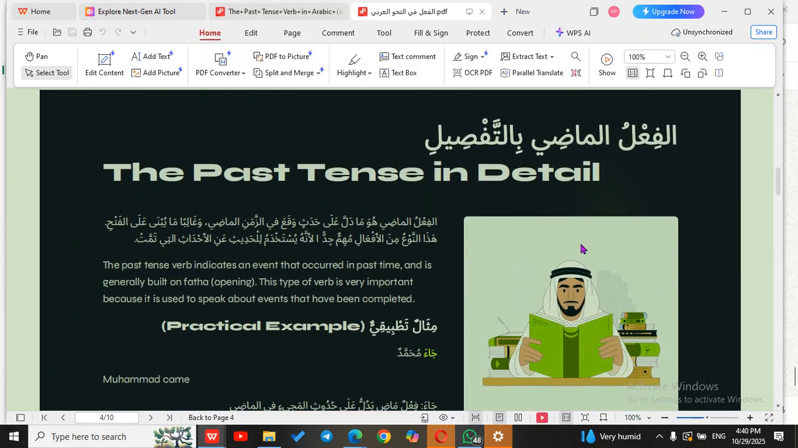Now we are moving to al-fi'l al-madi. So today we are going to talk about al-fi'l al-madi only. Now the past tense in details. Al-fi'l al-madi wa ma dalla ala hadathin waqa'a fi zaman al-madi. That is the definition. Wa ma dalla ala hadathin waqa'a fi zaman al-madi.